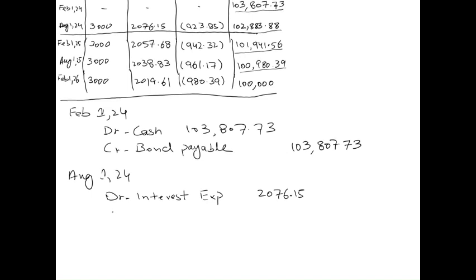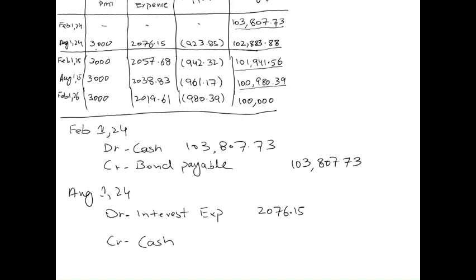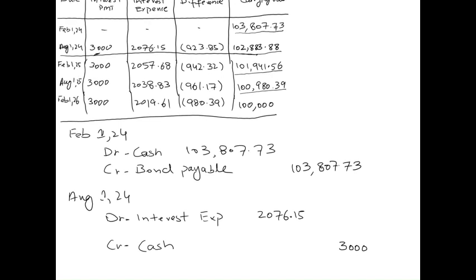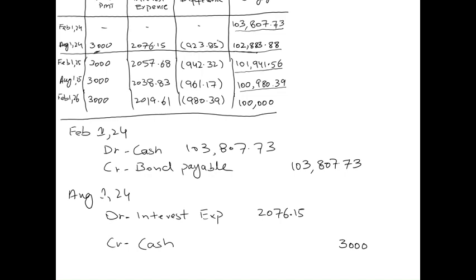We will pay cash. So credit cash. The actual interest payment, the cash payment, will be this amount, $3,000. And the difference between the debit and credit, which is this amount, 923.85, will be a debit to bond payable. So 923.85.